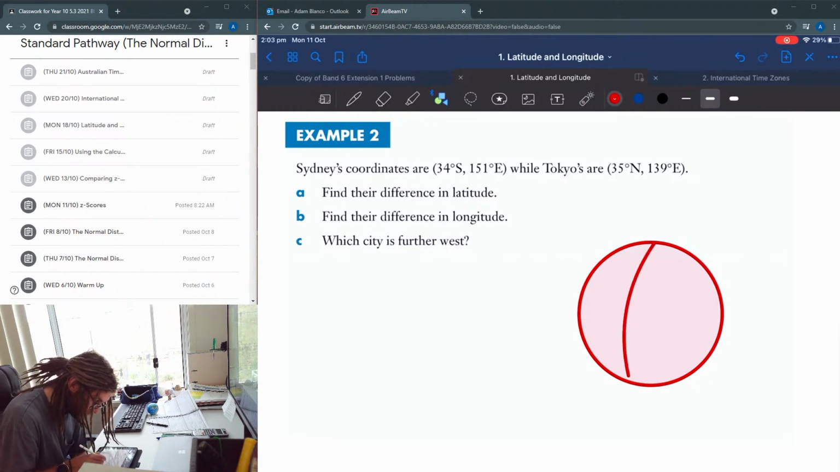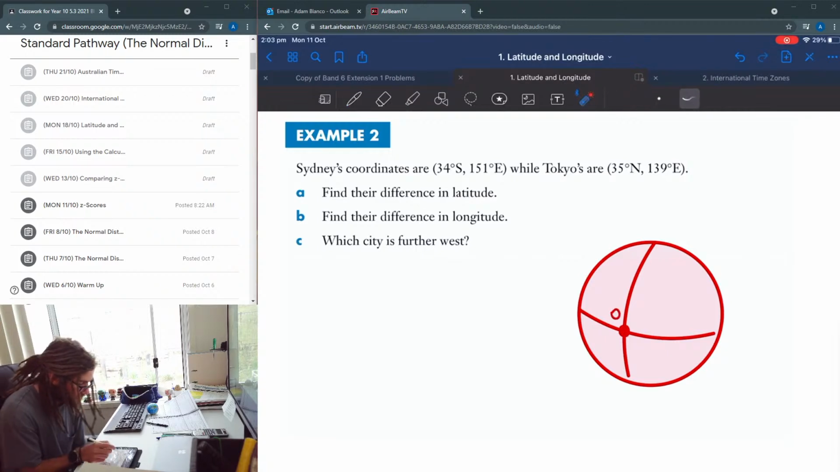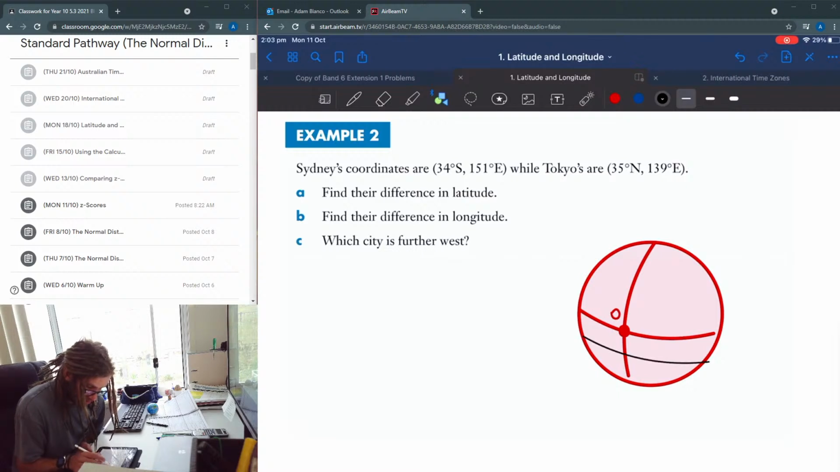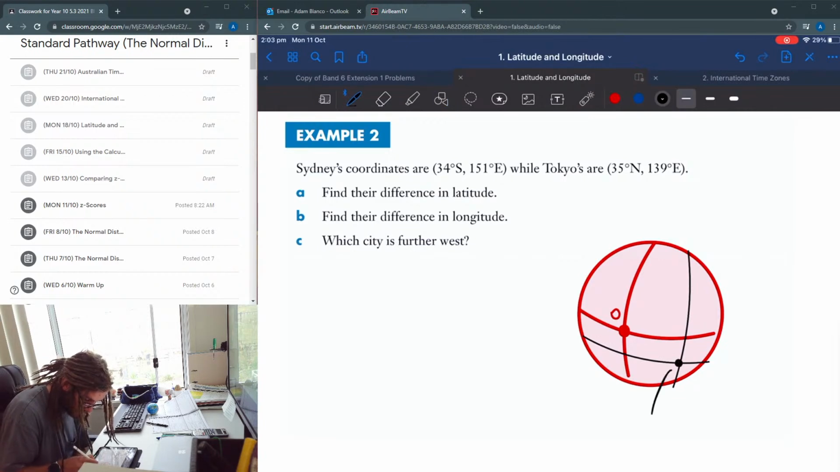Let's call the origin O, and then think about where we are. Sydney is 34 south, so 34 south we'll call down here. It's just lower. And 151 east, so quite far to the east. I want it to be curved, please. There we go. Okay, so let's call that Sydney.